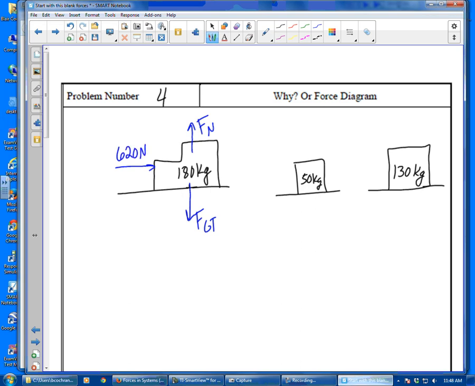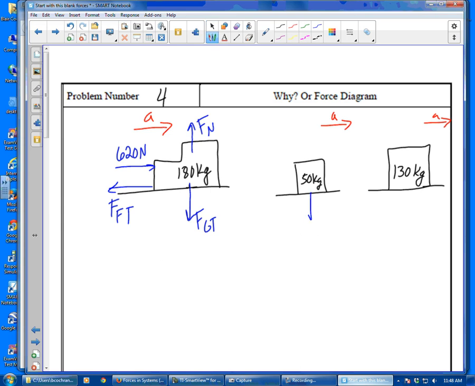And there must be a frictional force here. We'll call that FF total. And then there would be an acceleration. So each crate is going to have that same acceleration. That's why they're a system.